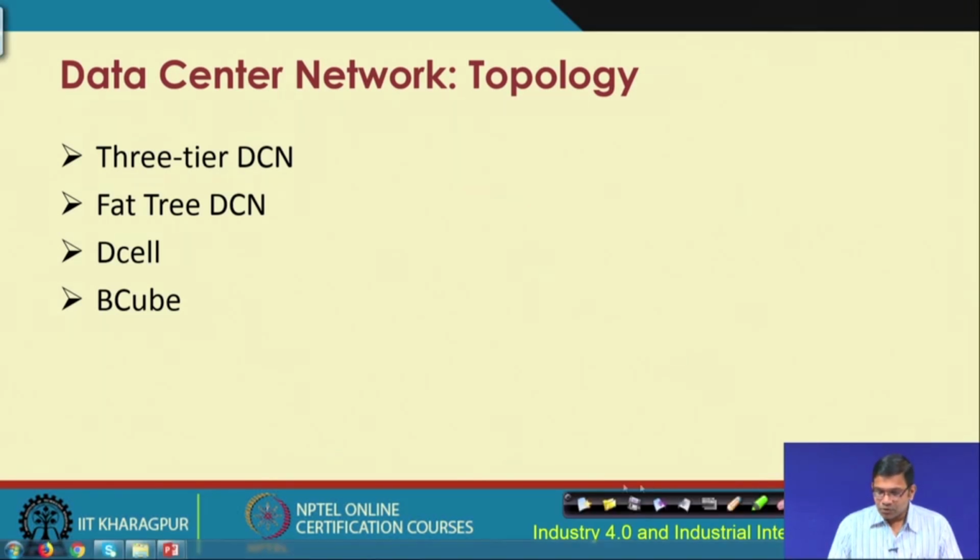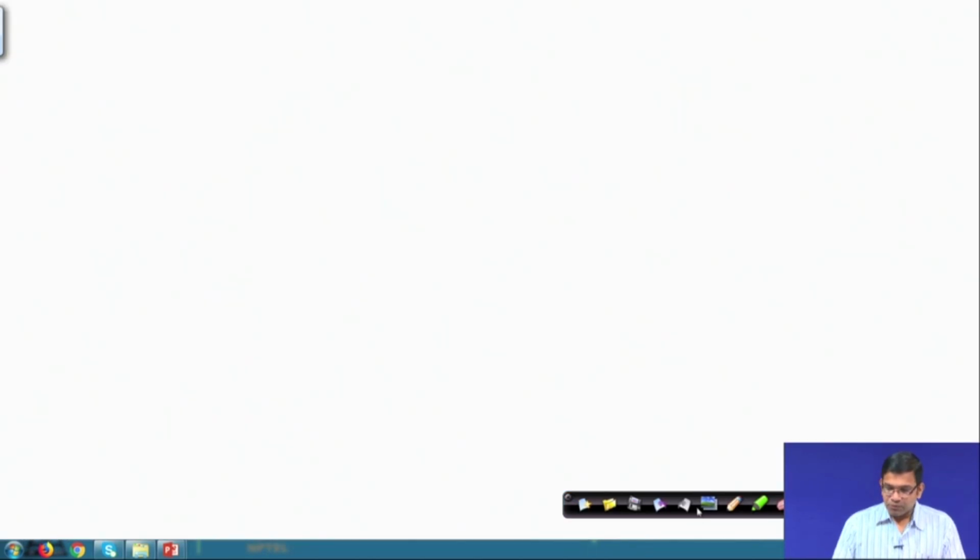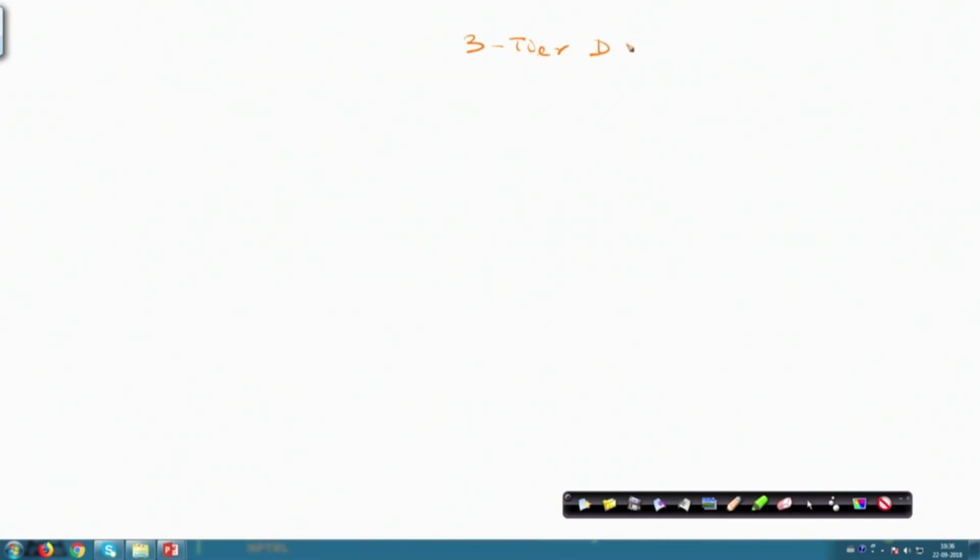So, let me talk about some of these. We will start with the 3-tier DCN architecture. Essentially, at the outset, when I explained the concept of a DCN, the architecture that I showed you, consisting of different servers in a rack, having Tor, etc., is basically a 3-tier architecture. You have the edge, you have the aggregator layer, and then you have the core.